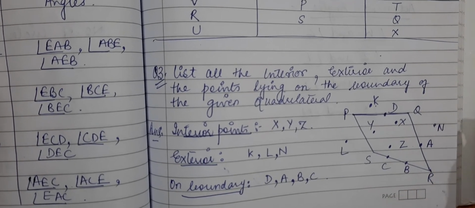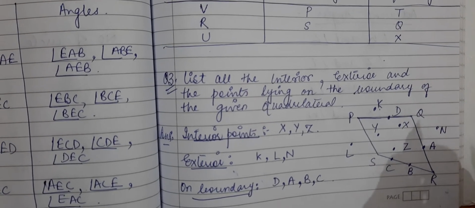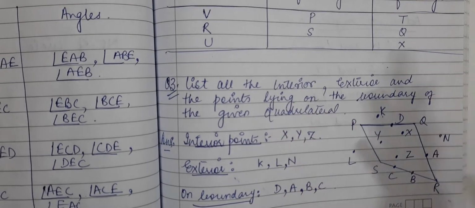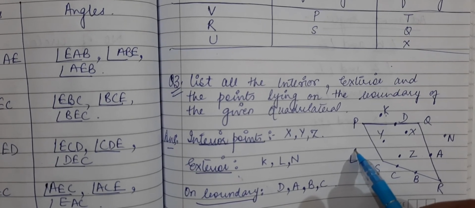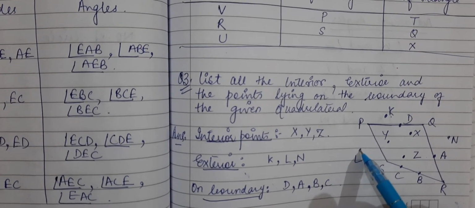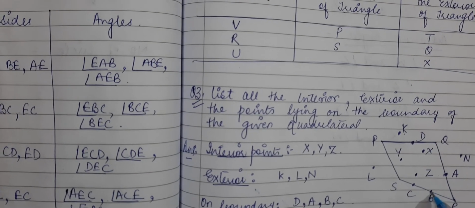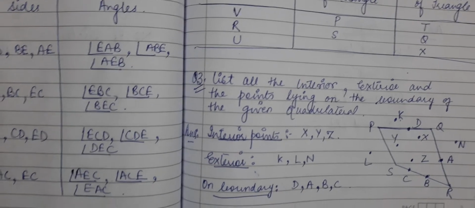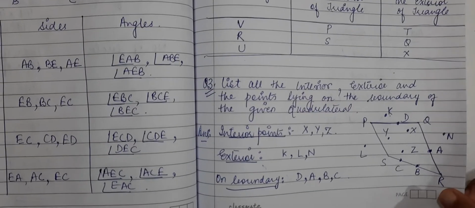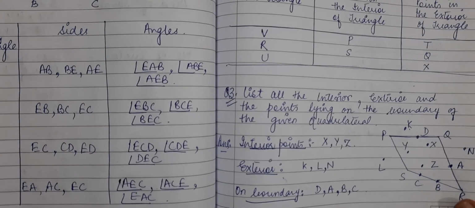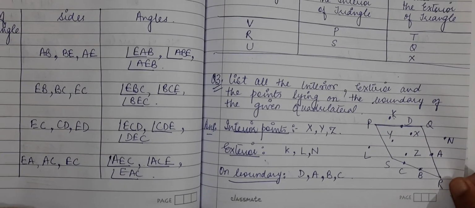The interior points are those inside the quadrilateral. So X, Y and Z. The points which are exterior, exterior means outside: K, N and L. So these are the points which are outside. And which are the points on the boundary of the quadrilateral? On this boundary, D, A, B and C. So these are the points on the boundary of the quadrilateral. Okay, so questions number 2 and 3 were on the concept of interior, exterior and on the boundary. You can pause the video to note it down.